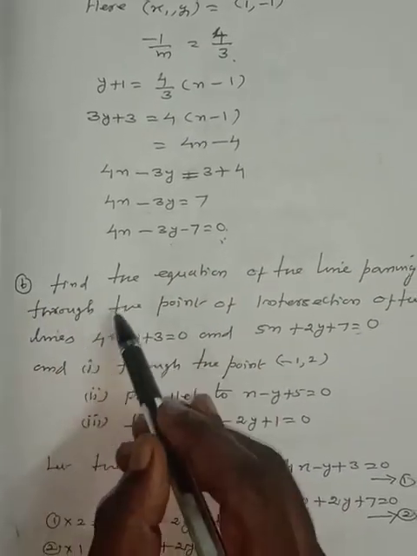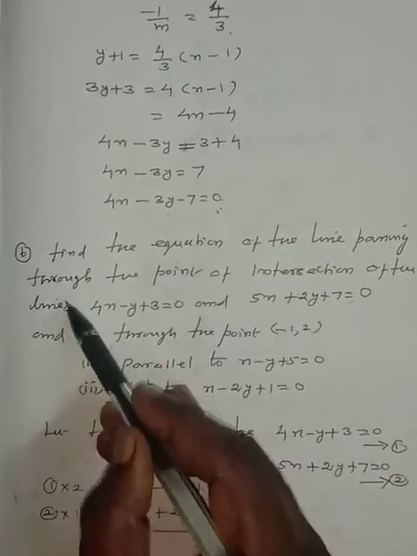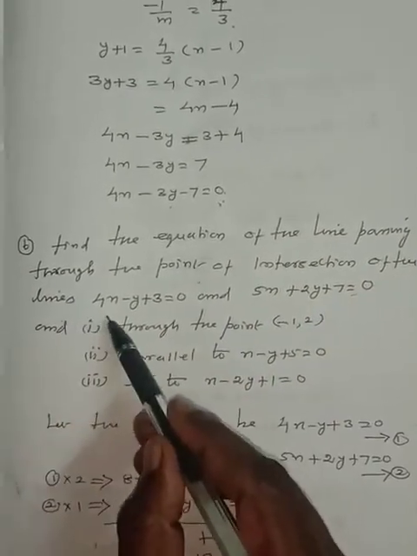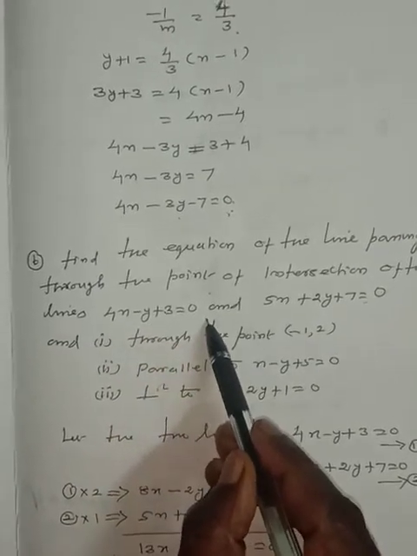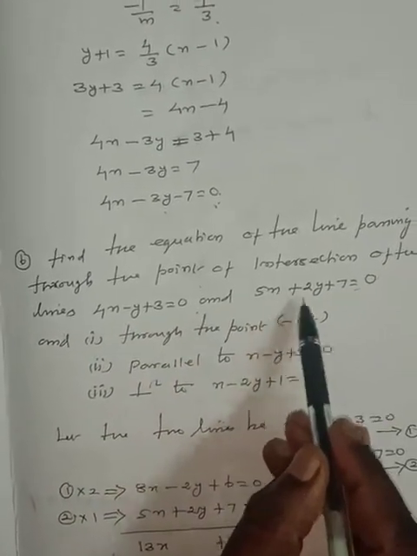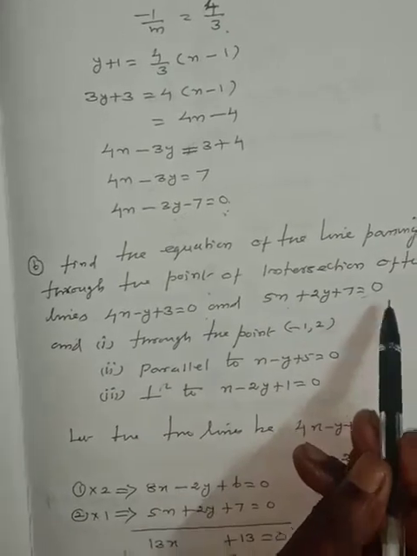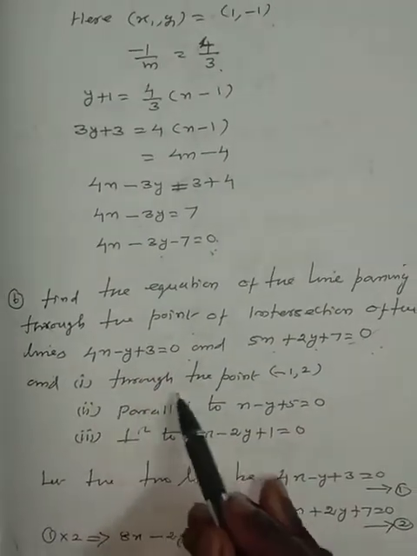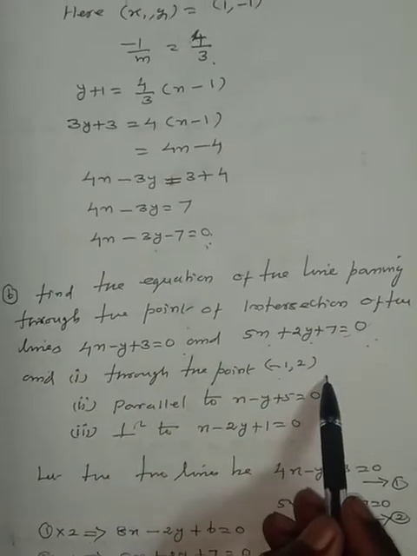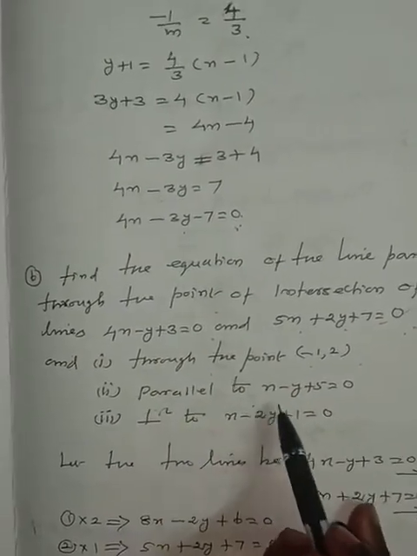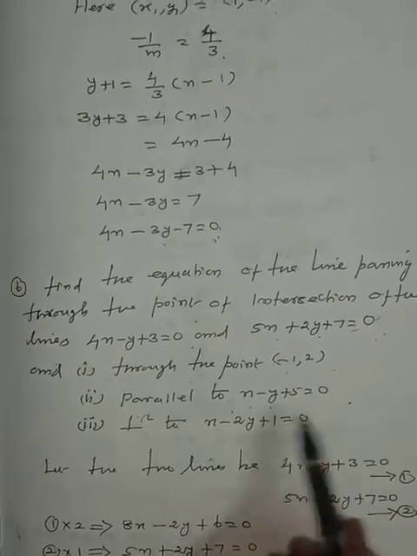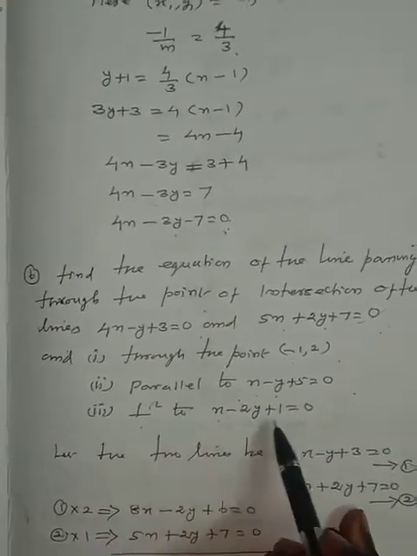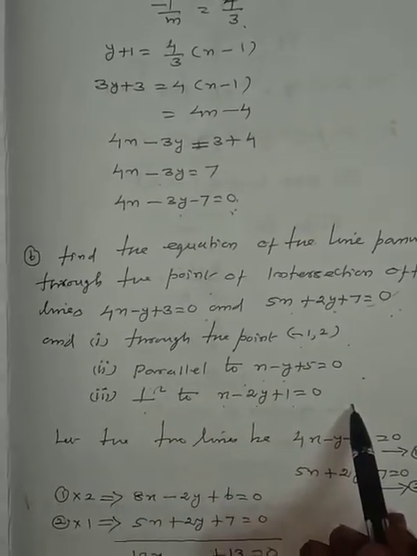Question number 6. Find the equation of the line passing through the point of intersection of the lines 4x minus y plus 3 is equal to 0 and 5x plus 2y plus 7 is equal to 0. First let us take the two straight lines. Question number 1, through the point (minus 1, 2). Next, parallel to the straight line x minus y plus 5 is equal to 0. Number 3, perpendicular to the straight line x minus 2y plus 1 is equal to 0. First we have to take the two straight lines.